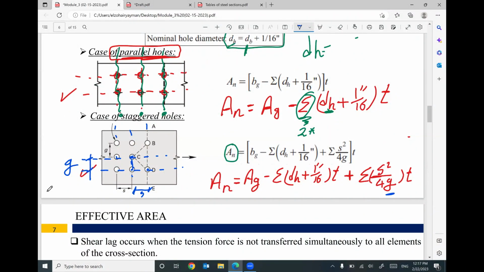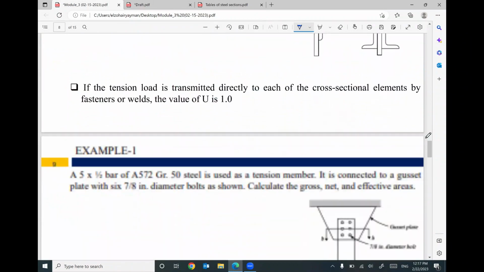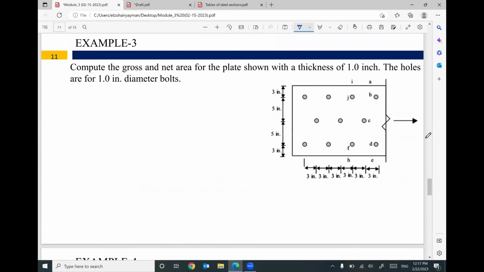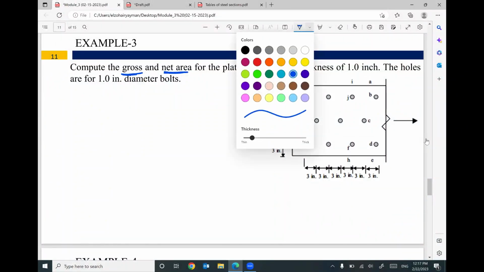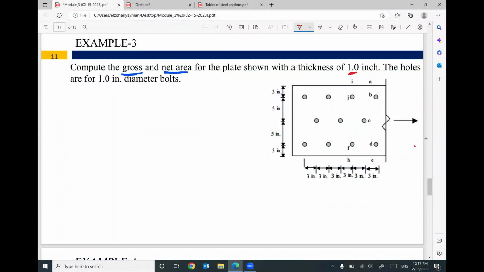We have an example here about the staggered arrangement, this one. We have a staggered arrangement. We need to figure out what is the area gross and what is the area net for this arrangement. This is a steel plate with a thickness of 1 inch. So this steel plate looks like this.